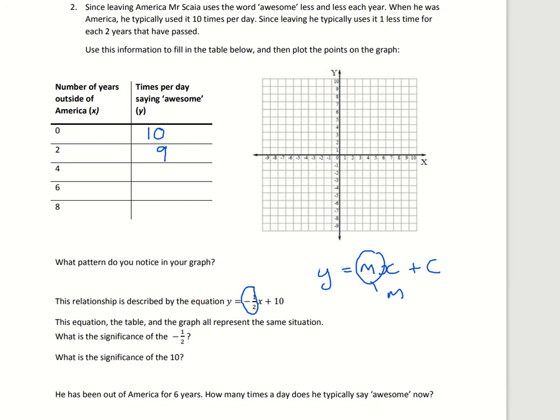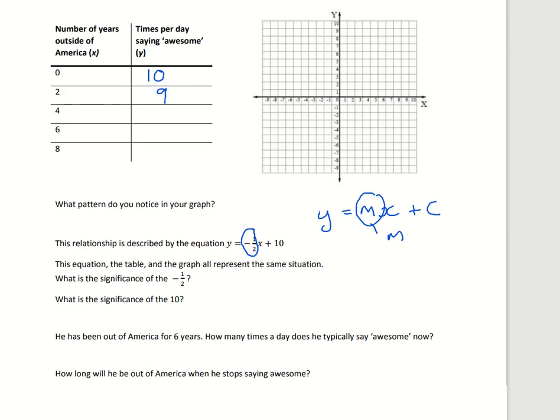What is the significance of the minus a half? As I said there, the minus a half represents the slope, or it's telling us that it's decreasing by a half every year, if we go along the x-axis here. And what is the significance of the 10? Well, 10 is what we start with. That's the starting point. And he has been out of America for 6 years.